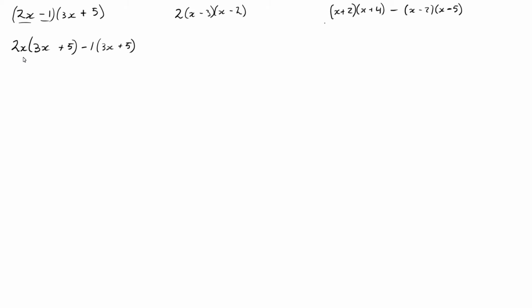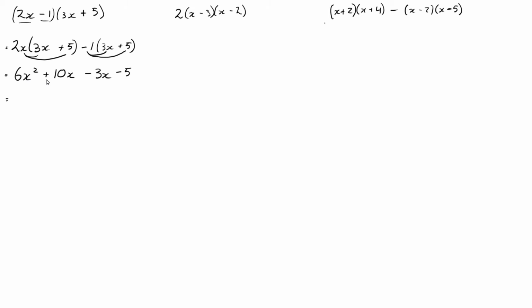So expanding our brackets, we've got 2x times 3x gives us 6x squared. 2x times 5 gives us 10x. Minus 1 times 3x gives us minus 3x. Minus 1 times 5 gives us minus 5.